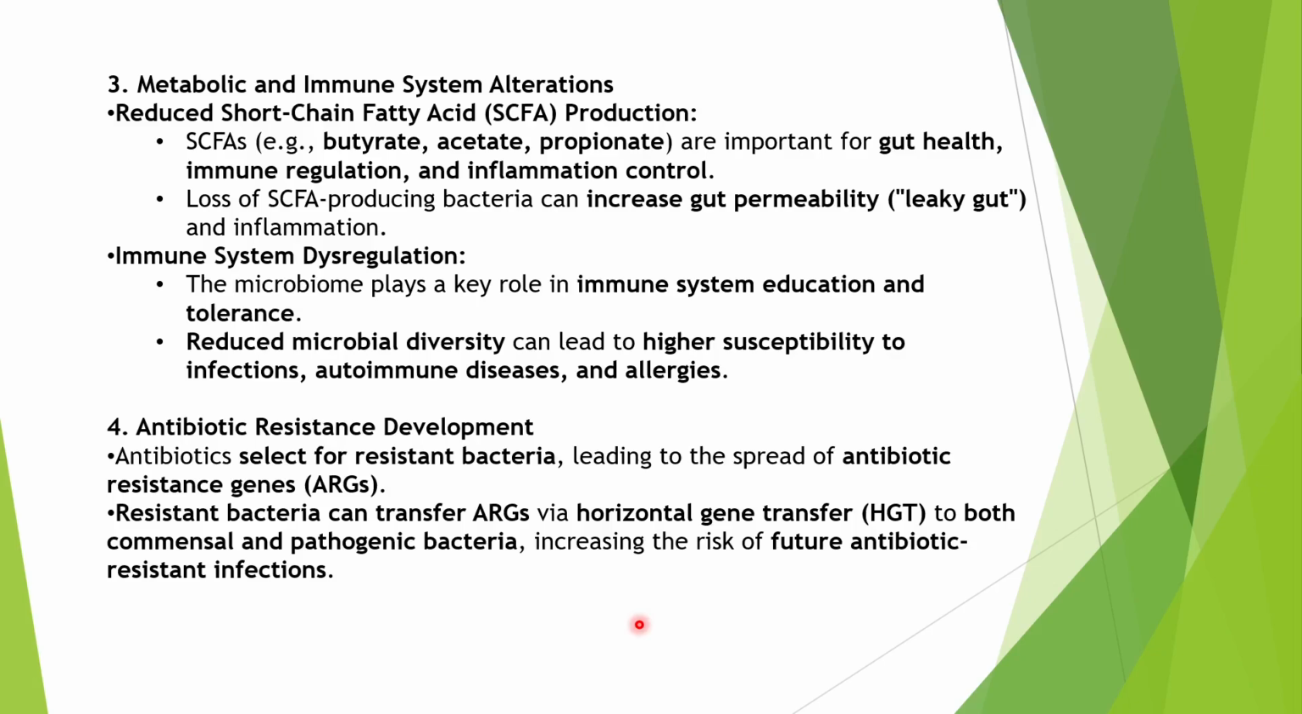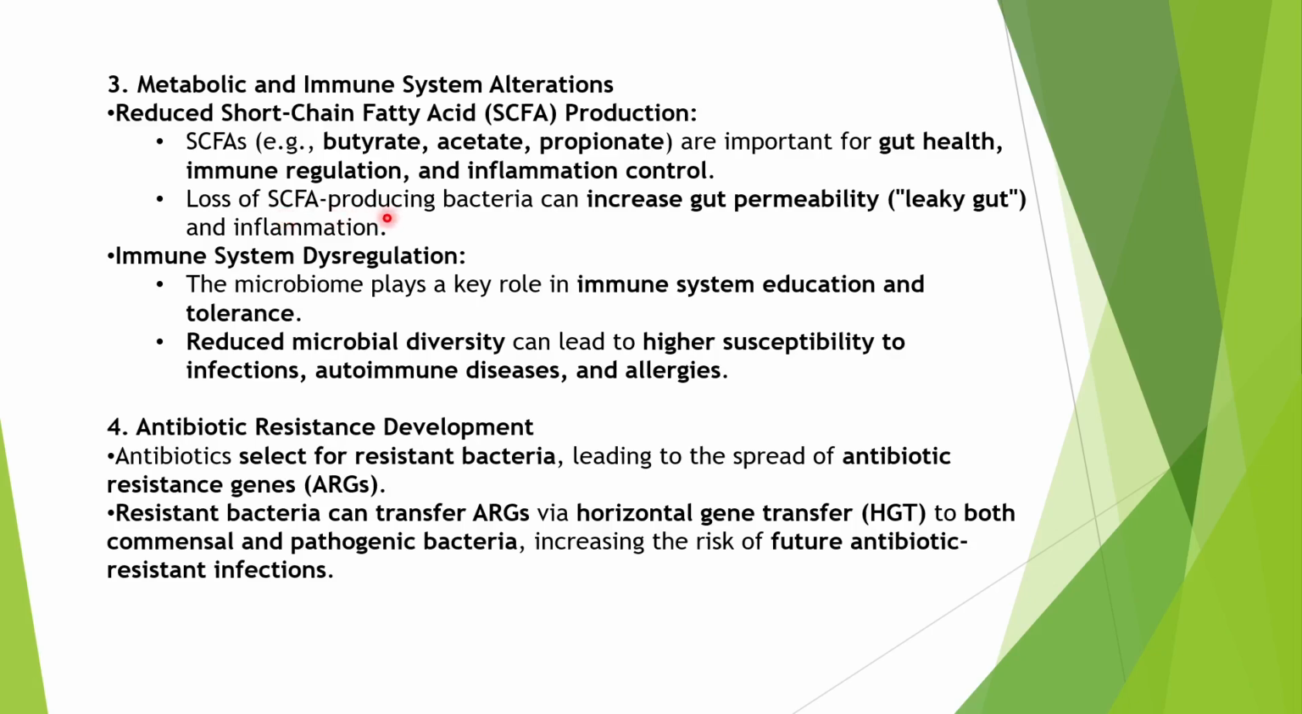Then next is metabolic and immune system alteration. So the beneficial bacteria, especially present in your gut and your colon, are helpful in processing certain kinds of molecules present in the food, which we generally cannot. So reduced short chain fatty acid production. So the butyrate, acetate, propionate, etc., are important for gut health, immune regulation, and inflammation control. So this production will be reduced.